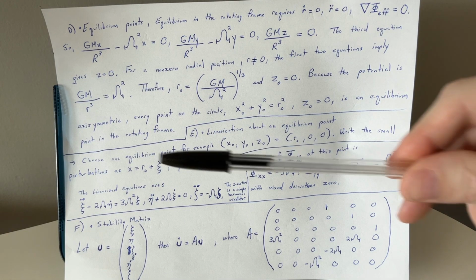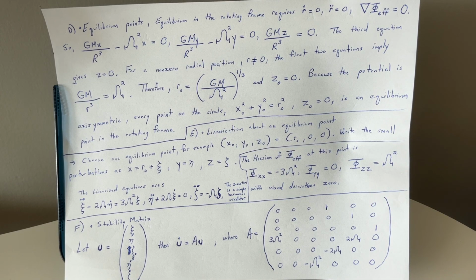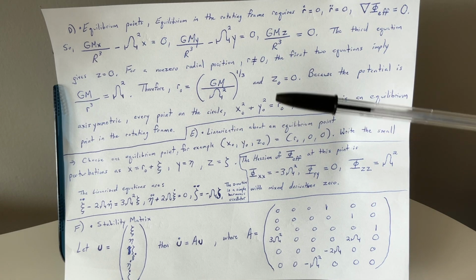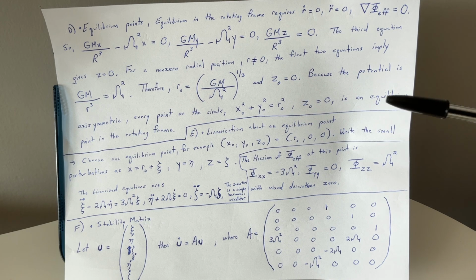And because the potential is axisymmetric, every point on the circle, x naught squared plus y naught squared equals r naught squared, with z naught equals 0, is an equilibrium point in the rotating frame.